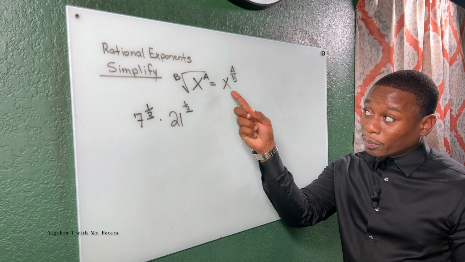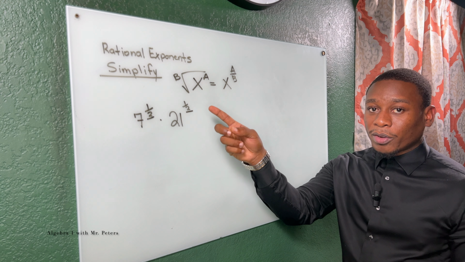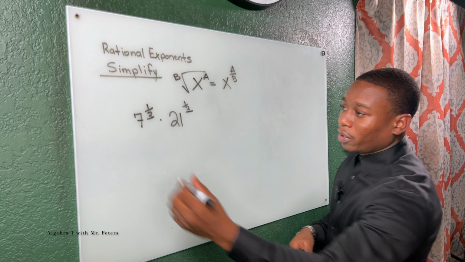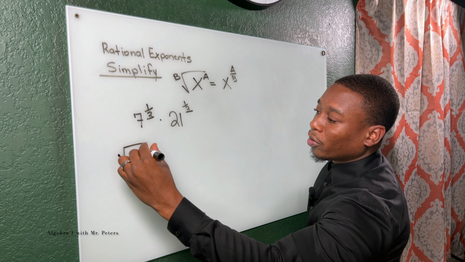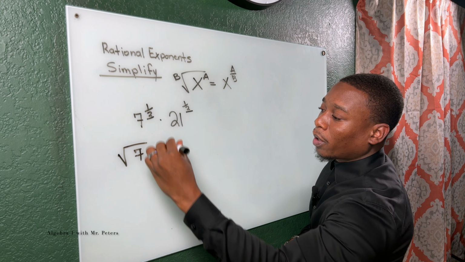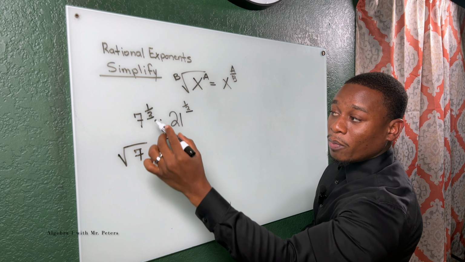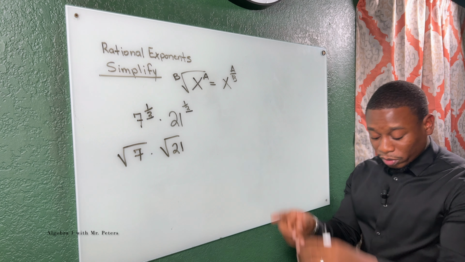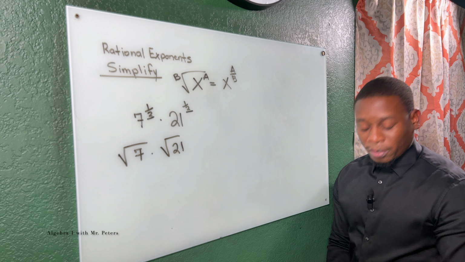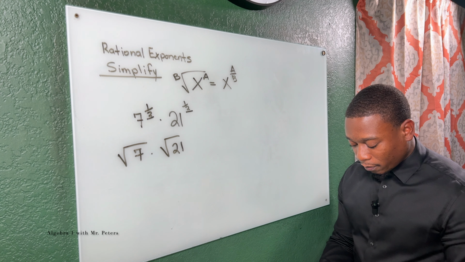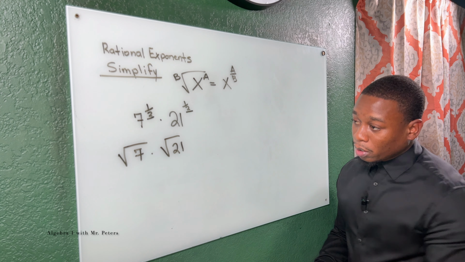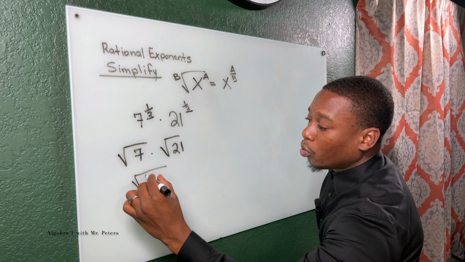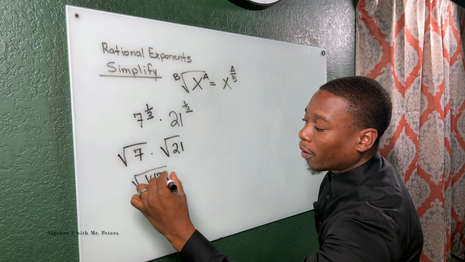So if we go from exponential form to radical form, we could probably do this, right? Because this is saying what? Radical 7 multiplied by radical 21. And remember, we have the same roots. So we're able to multiply those two radicals together, then simplify. So when I multiply 7 times 21, this is going to give me radical 147, right?